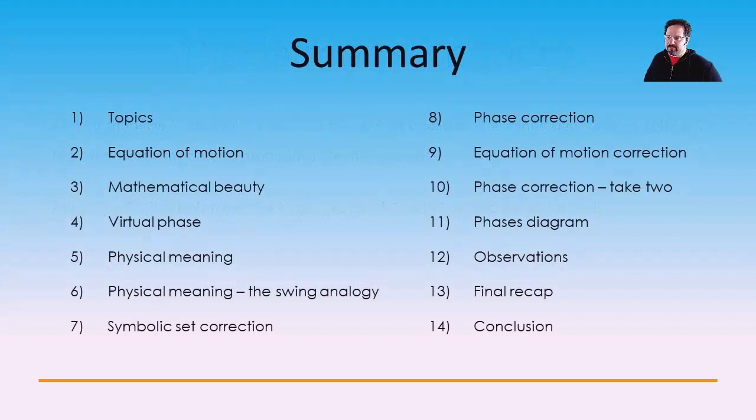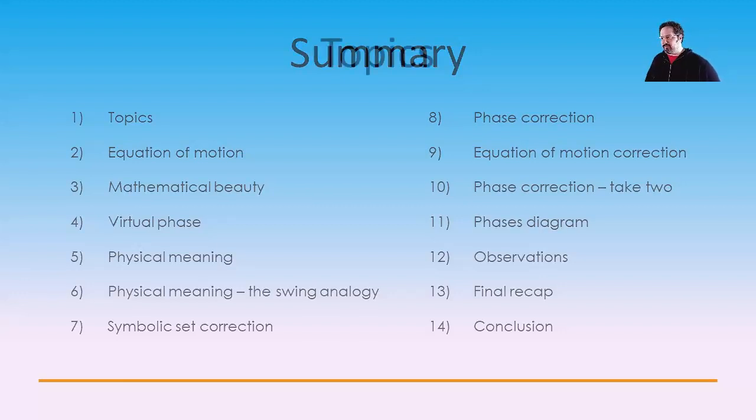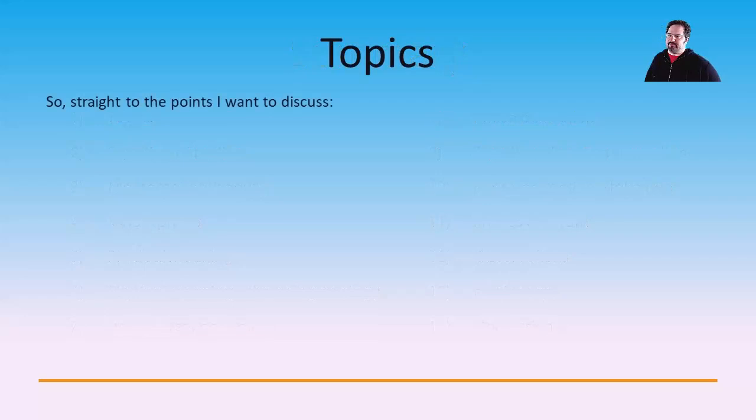And here is the summary. Topics: equation of motion, mathematical beauty, virtual phase, physical meaning, the swing analogy, symbolic set correction, phase correction, equation of motion correction, phase correction take 2, phases diagram, observations, final recap, conclusion. So, straight to the points I want to discuss.